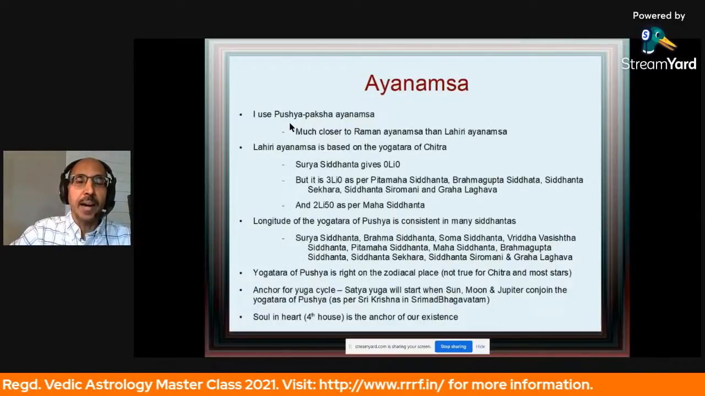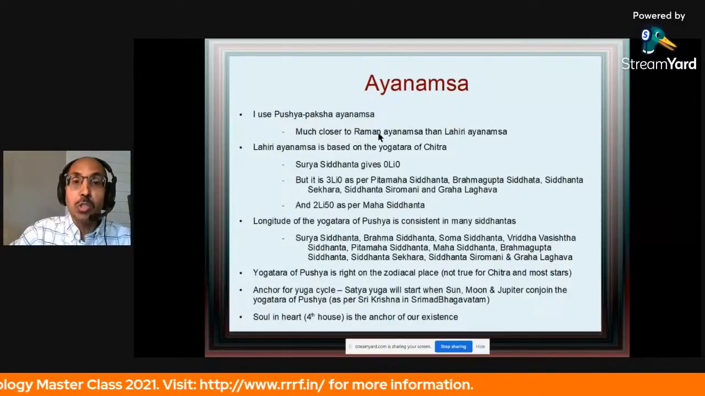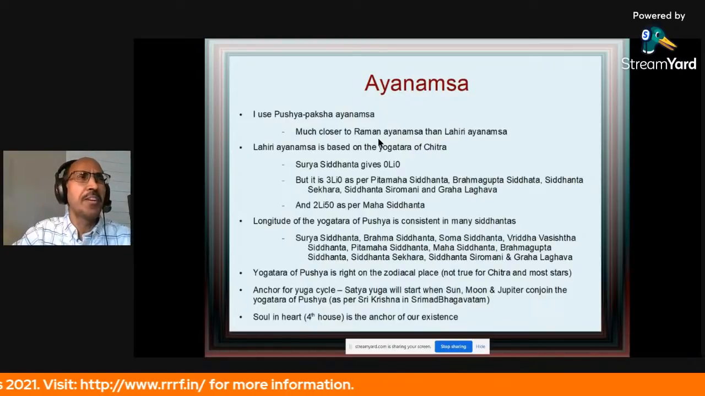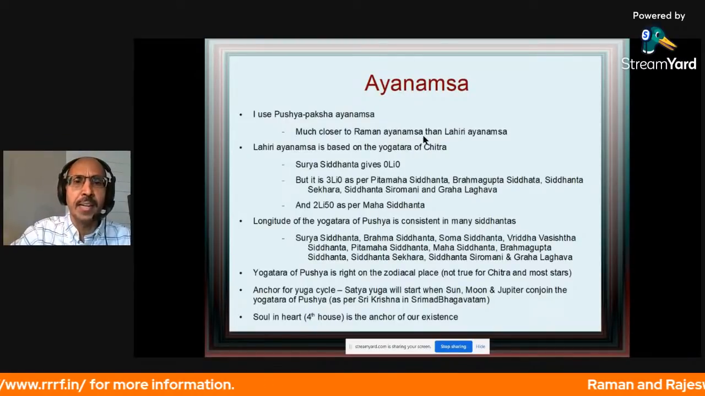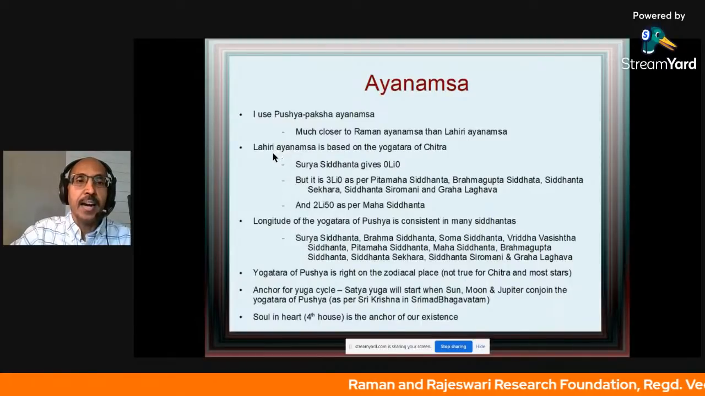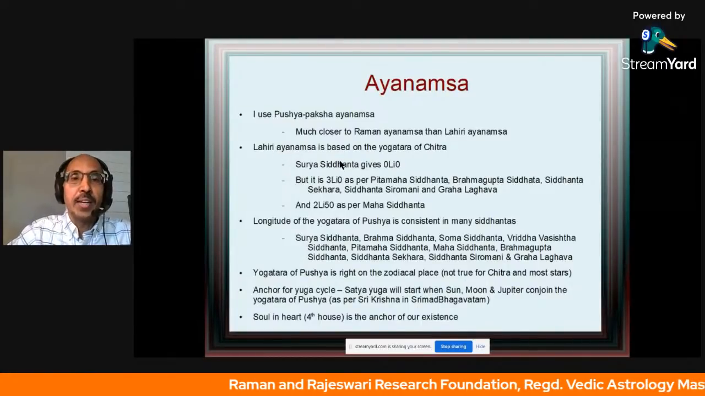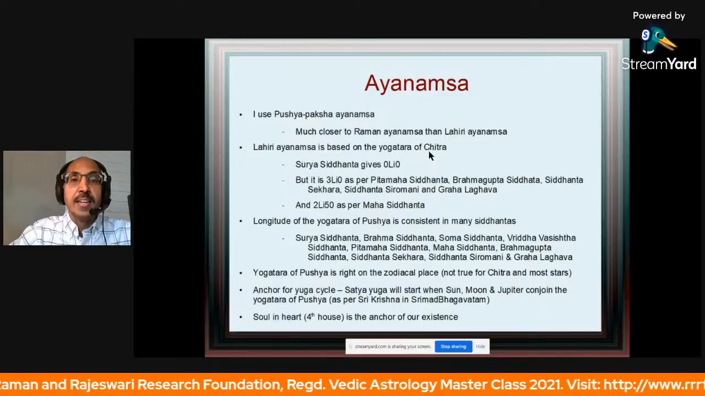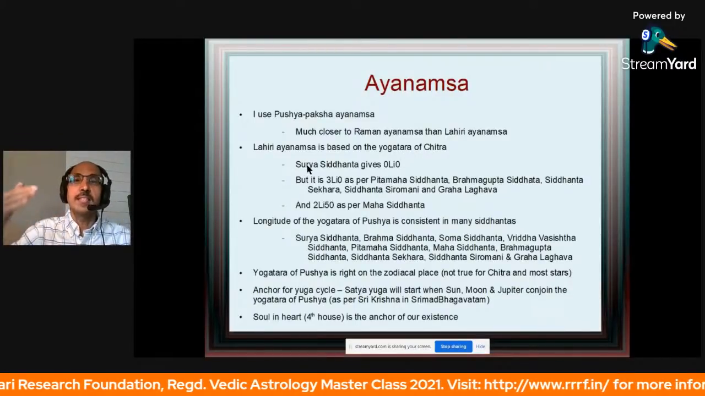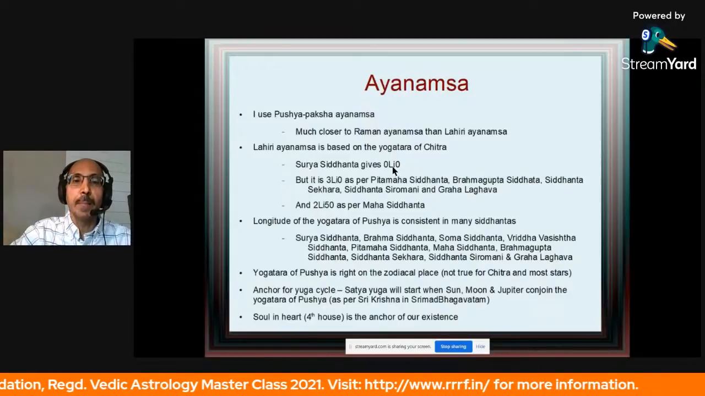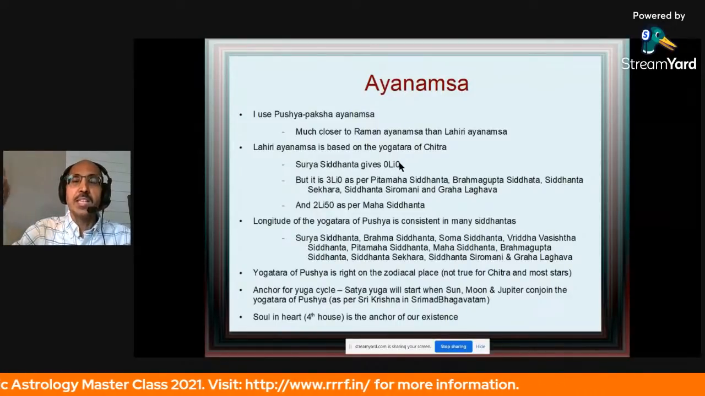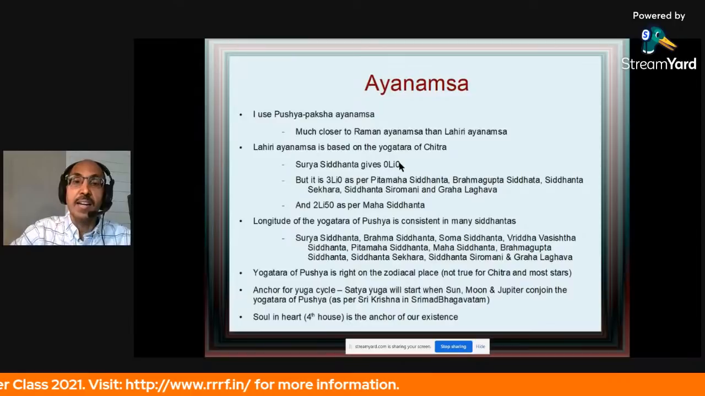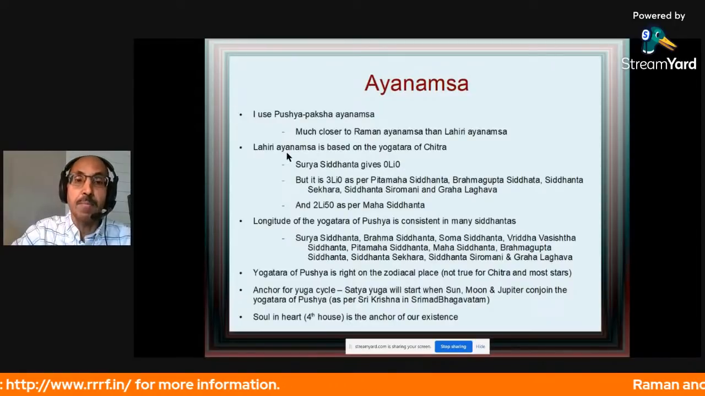In any case, the Ayanamsha that I use is much closer to Raman Ayanamsha. I believe it is only 15 to 20 minutes apart from Raman Ayanamsha. So it is closer to that than Lahiri Ayanamsha. And like I said, Lahiri Ayanamsha is a political construct, and it is constructed based on the Yogatara of Chitra. The idea is Surya Siddhanta says that Yogatara of Chitra is at 0 degree Libra. So they fixed that particular star, Spica, at 0 degree Libra, and that is how Lahiri Ayanamsha was defined.